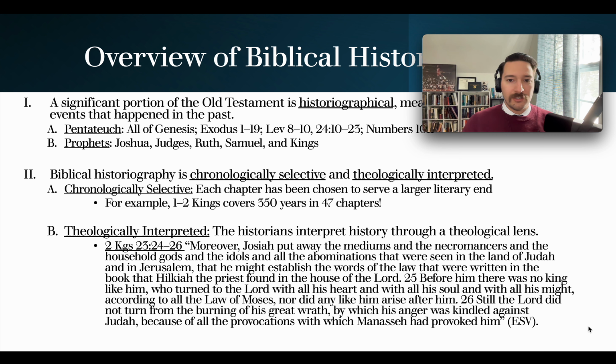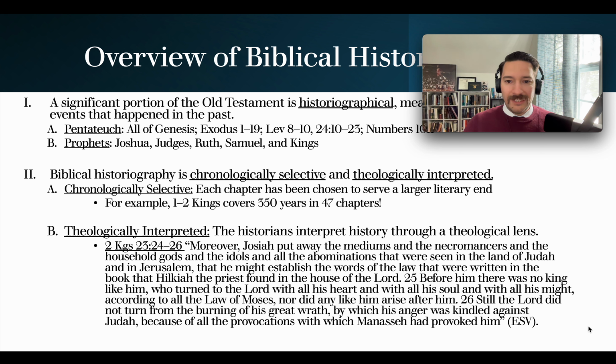and that is historiography in the Bible is theologically interpreted. And that means that the historians, those who are putting these works together, interpret history through a theological lens. Consider this example from 2 Kings 23.